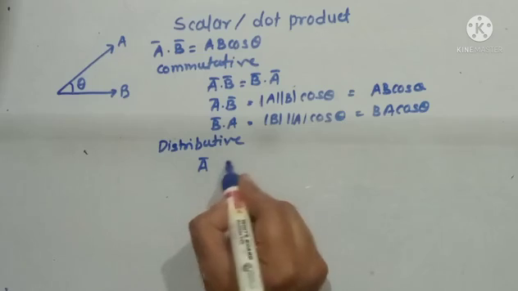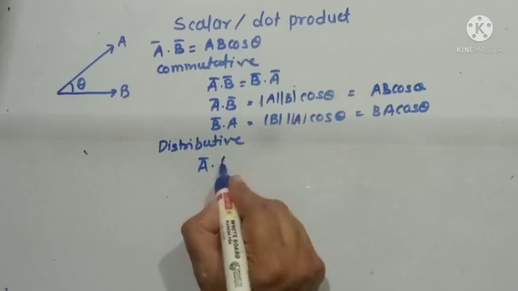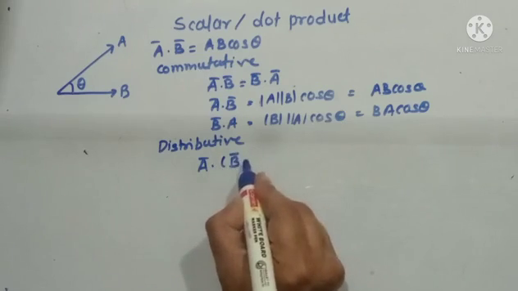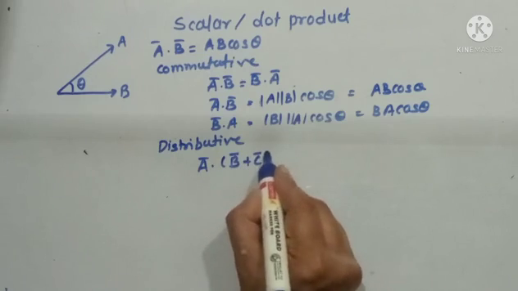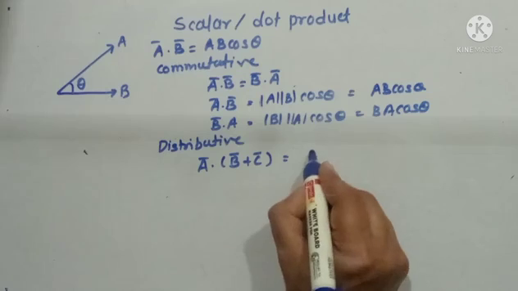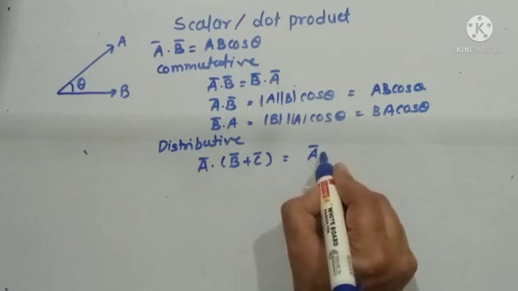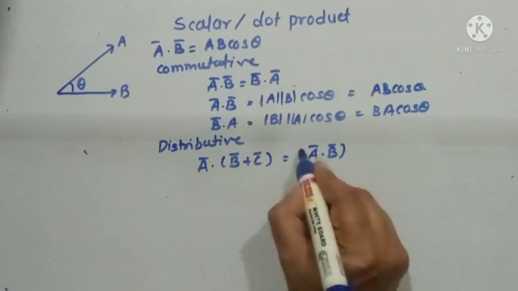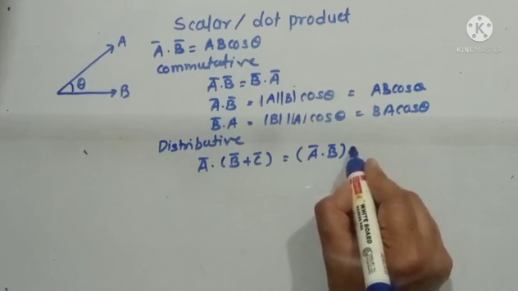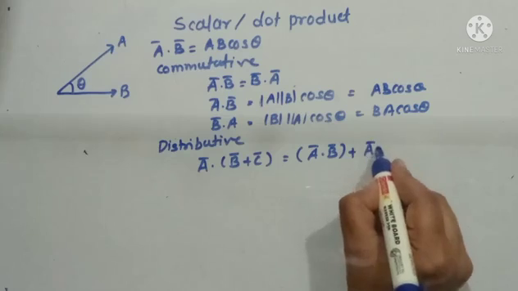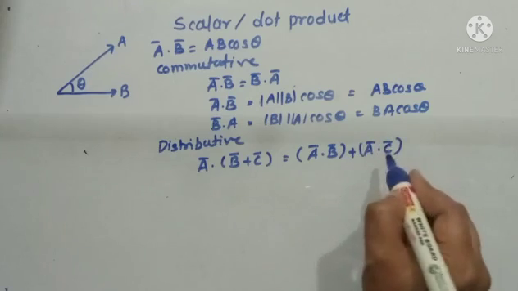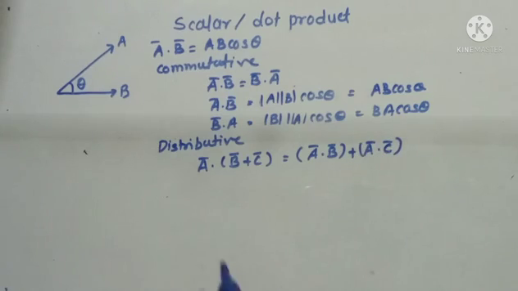Suppose there are two vectors. Vector A dot (vector B plus vector C) is equal to vector A dot vector B plus vector A dot vector C. So this is called the scalar product is distributive.